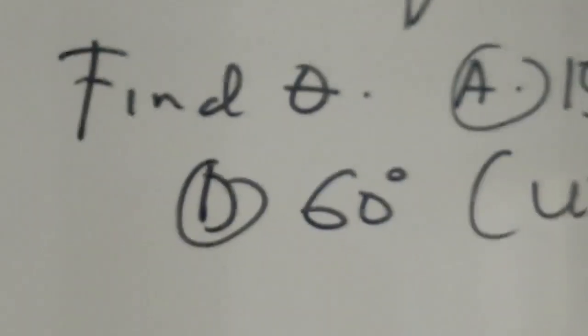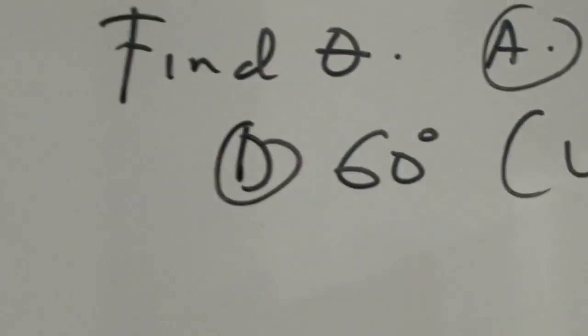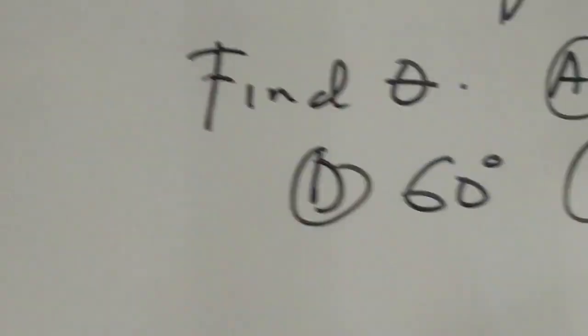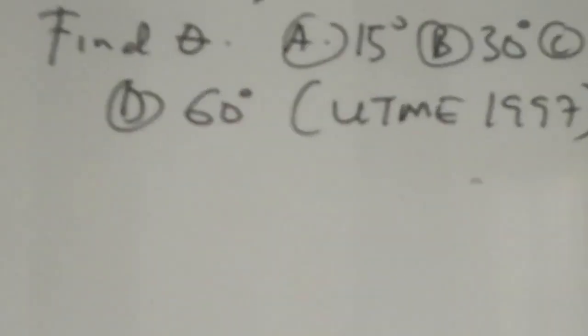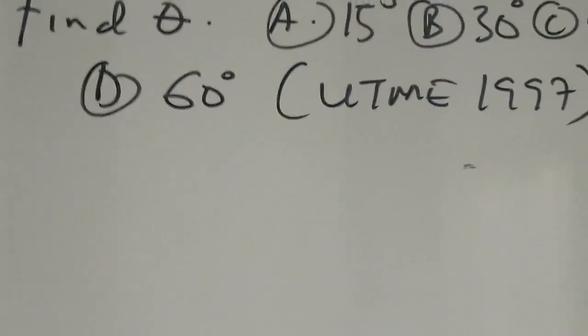So look at our solution, and then let's go to the options there. The correct option or answer to that problem is option D, 60 degrees. Option D is the answer to that question. That was the 1997 UTME examination. We now go to the fourth problem on the board.